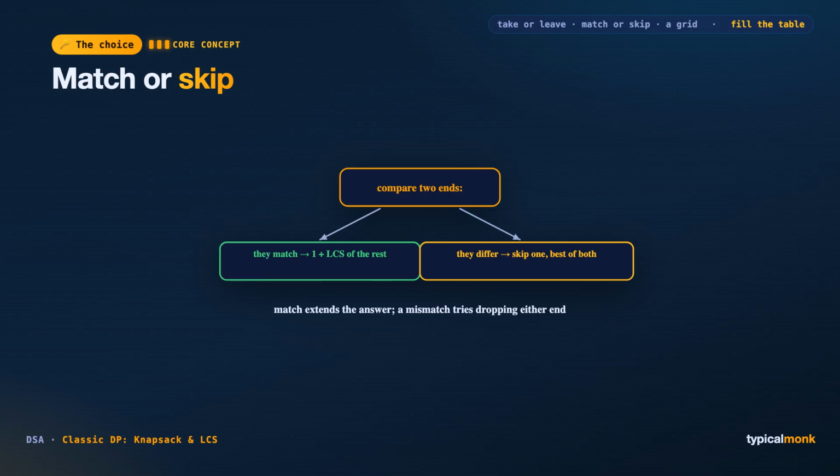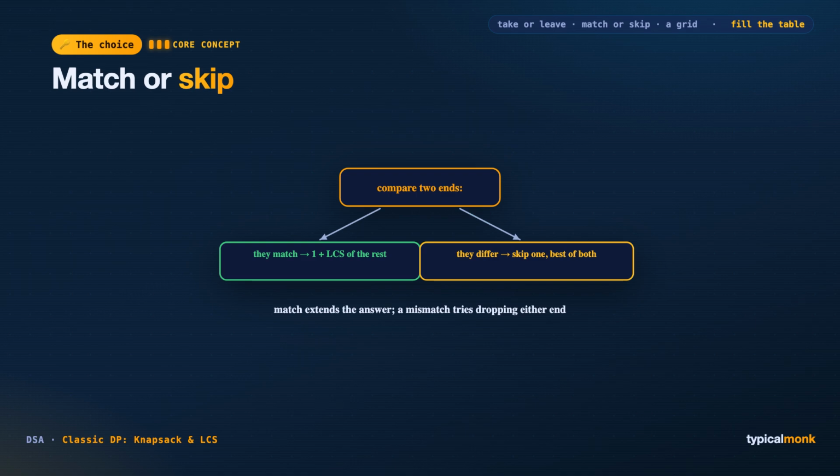Case 2. The two end elements differ. Then, they cannot both be the end of a common subsequence, so at least one of them is not part of the answer, but you do not know which. So you try both: compute the LCS if you drop the last element of the first sequence, compute the LCS if you drop the last element of the second, and take the larger of the two. A mismatch, then, means discard one end or the other, whichever leads to a longer result.